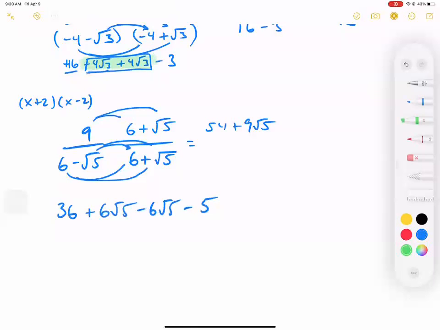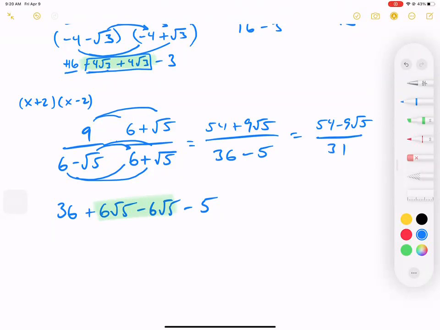Once again, we see that the middle terms always cancel out here. See that? Middle terms always cancel out. So if you want, you can just square the front, which is 36, and square the back, which is going to be 5, but don't forget that's going to be a minus 5 because of a positive times negative. We can simplify this. This is 54 minus 9 square root of 5 over 31. Because 36 minus 5 is 31.